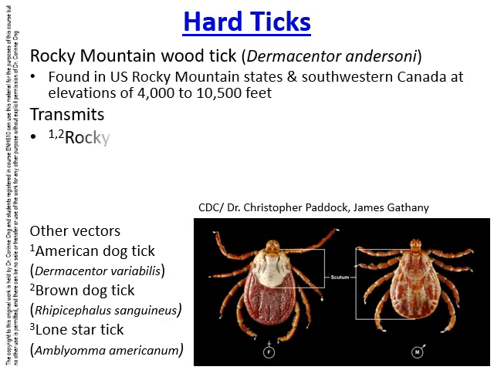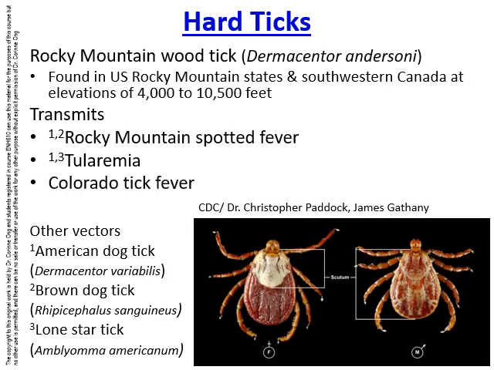Rocky Mountain wood ticks are found in the American Rocky Mountain states and southwestern Canada at elevations between 4,000 and 10,500 feet high. They transmit Rocky Mountain spotted fever, another rickettsial disease, tularemia, a bacterial disease, which we will learn about later, and Colorado tick fever, which is a viral disease. These diseases can also be transmitted by other ticks.